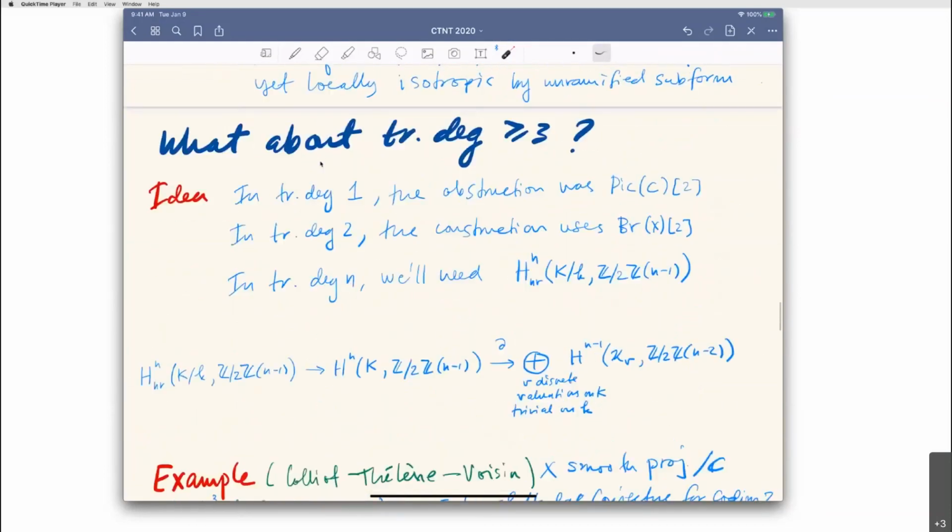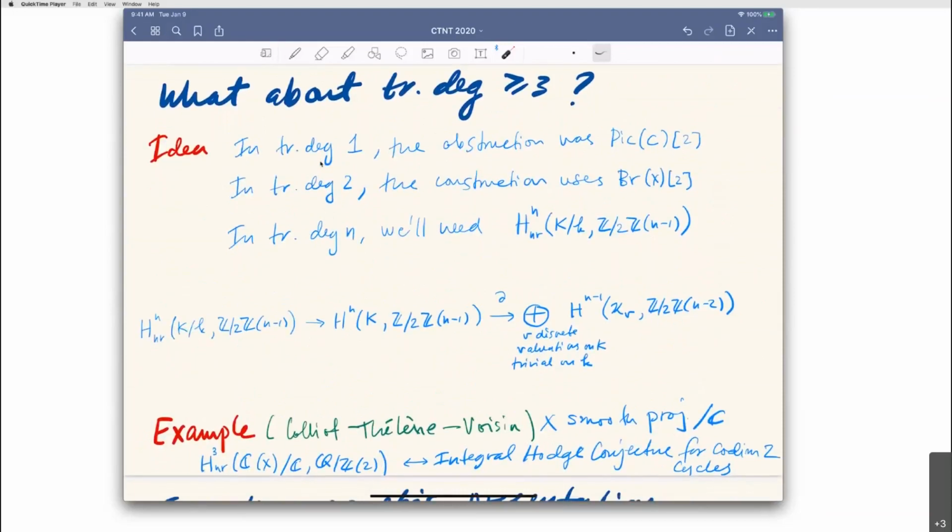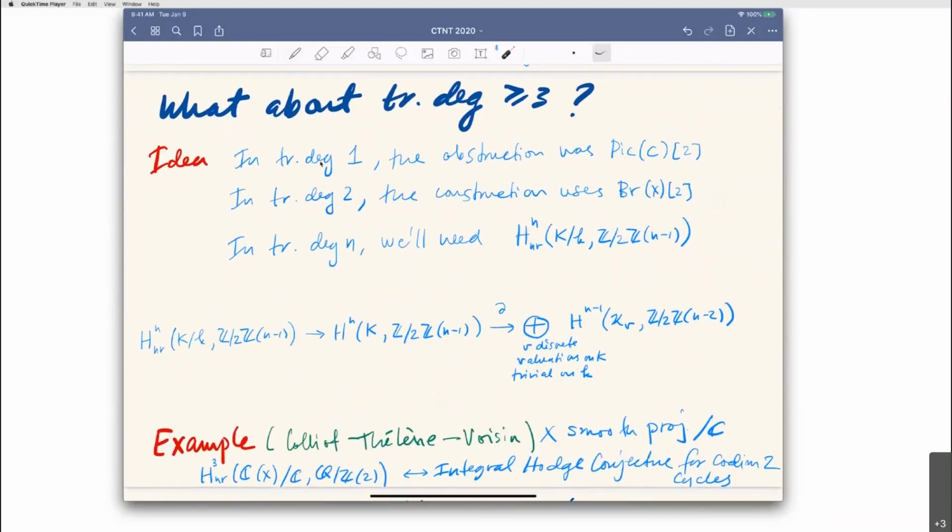And what about the higher transcendence degree case? What's the relationship between these? Well, if you think back, in transcendence degree 1, we used two-torsion elements on the Jacobian. In transcendence degree 2, we used two-torsion elements on the Brauer group. And in transcendence degree n, it turns out the construction involves two-torsion elements on the so-called nth unramified cohomology of the function field. And here I give you its definition. It's very reminiscent if you've worked with the unramified Brauer group.